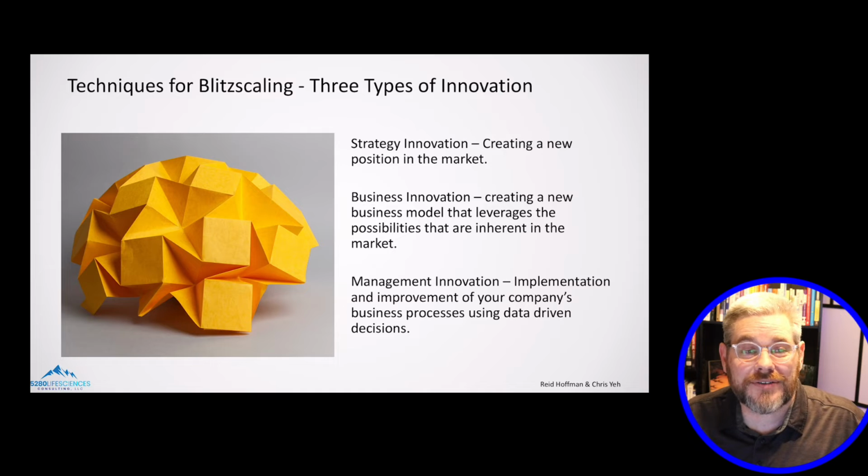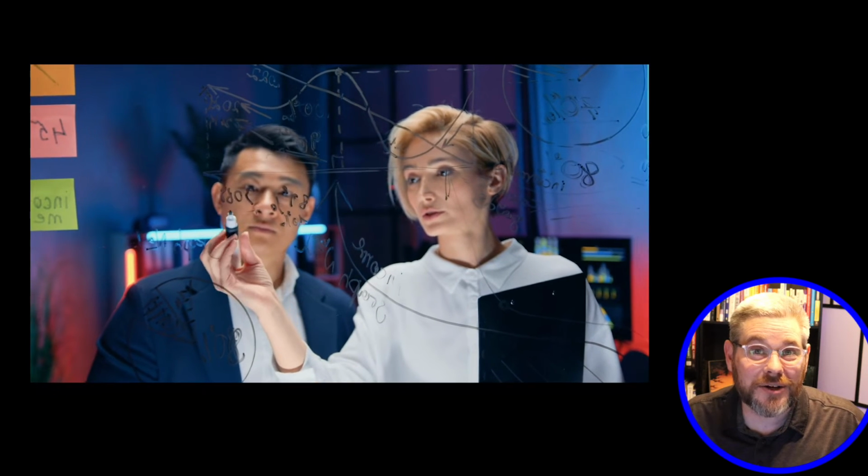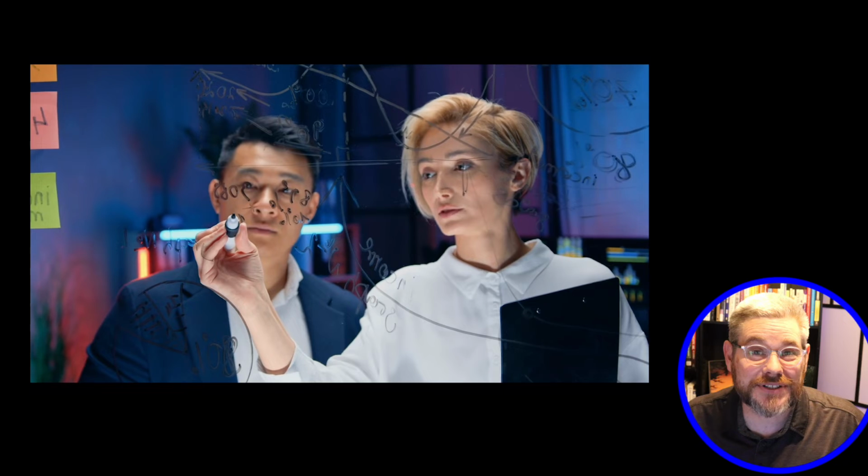When you think about the techniques for blitzscaling, there really are 3 types of innovation that are applied to help you get to that blitzscaling element. The first one is strategy innovation. So, can you build more or less a brand new market in a place that actually helps your organization grow?